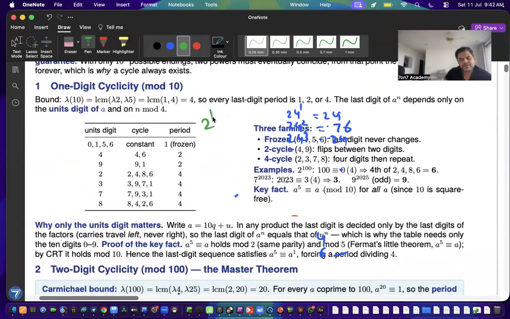Now 2 raised to, if I have 100, I should know what 2 raised to 1 comes to, what 2 raised to 2 comes to, unit digit 4, 2 raised to 3 then 8, 2 raised to 4 then 6.